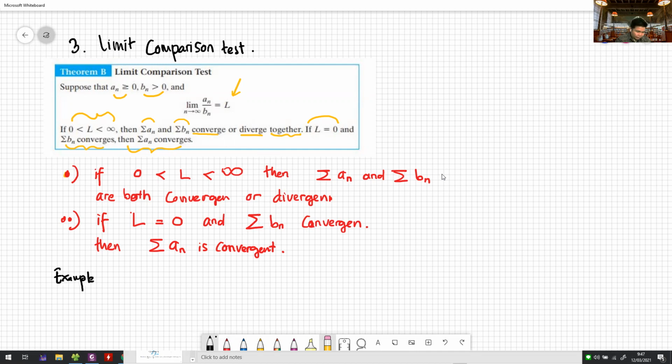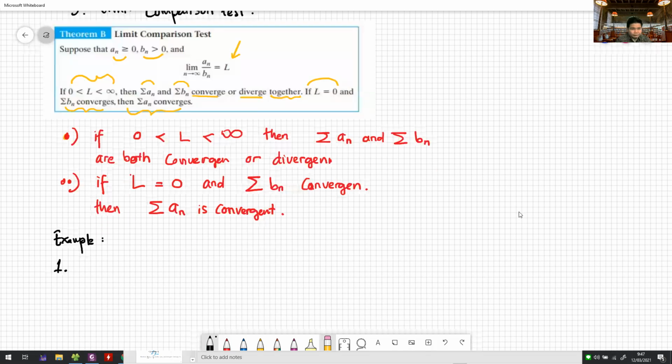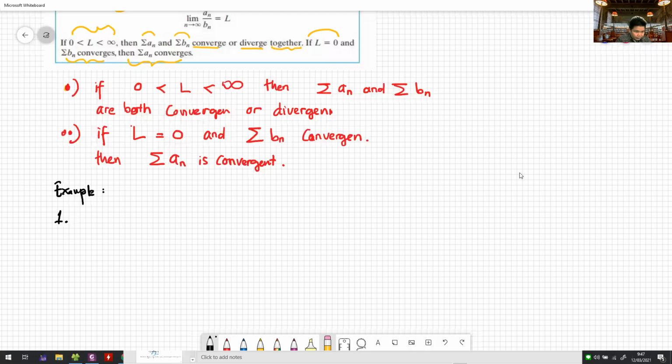Of course we will look at some examples. Example number one: the series of 2n plus 3 divided by n to the power of 3 minus 5n to the power of 2 plus 7, with n from 1 to infinity. The question is to check whether this series converges or not.